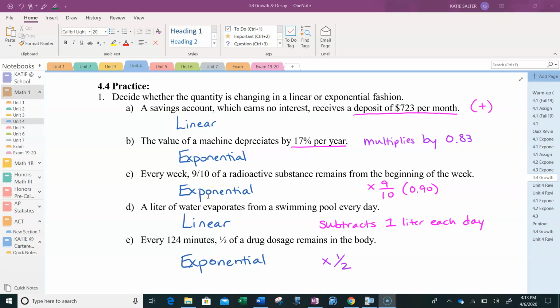The next one's exponential because you're doing 9/10 of that substance each week, and that is multiplicative. D is linear. It subtracts 1 liter each day. And E is exponential. It is a halving behavior, and halving is multiplicative.